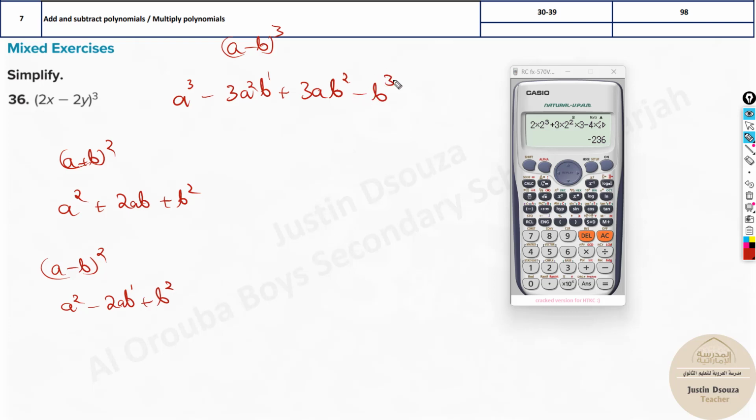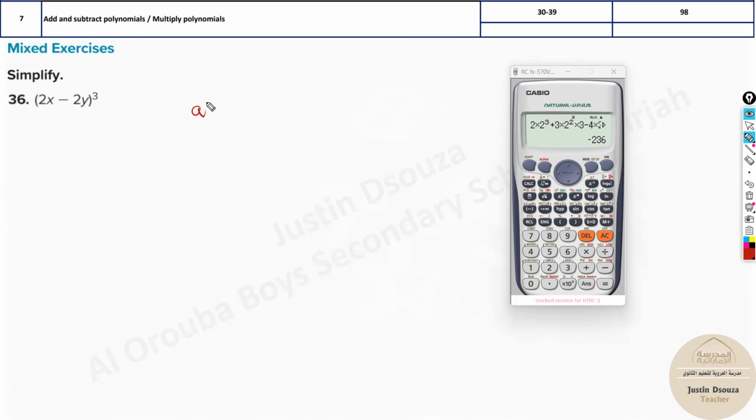So it will be minus. Odd powers will have minus. So here you must focus on b, and this is power 1, so it's minus, and this one also minus. I hope that's okay. So now let me write it again. A cube minus 3a square b plus 3ab square minus b cube.